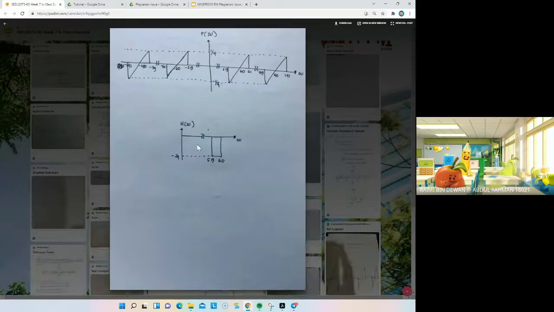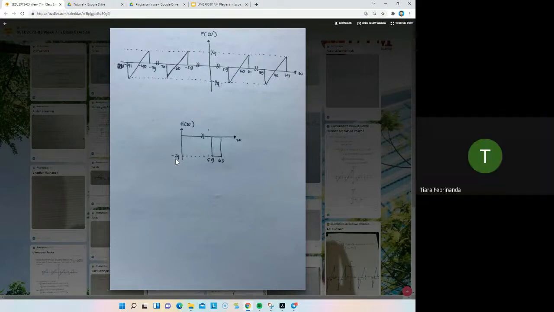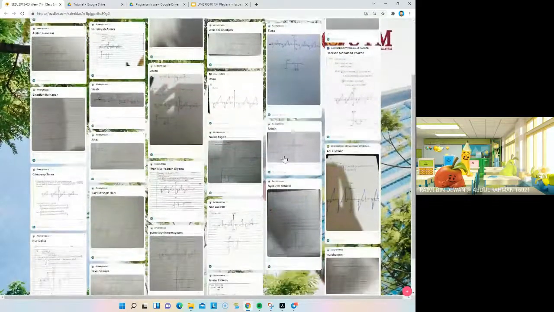Okay, she used it like this, correct. This one is what, 24 or 4? 24, doctor. Write properly. Yes. Okay. So it's correct, Tiara, correct.